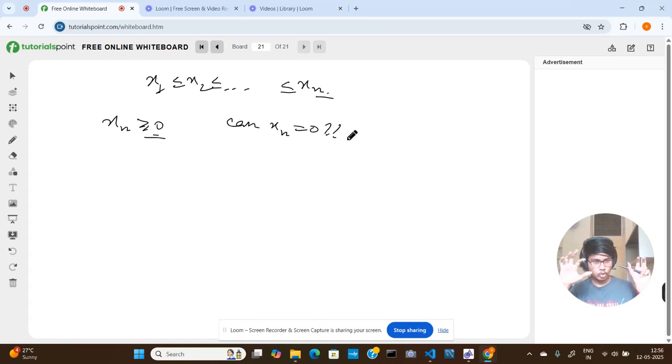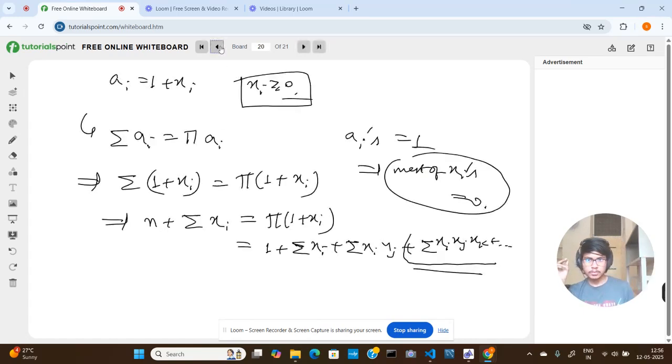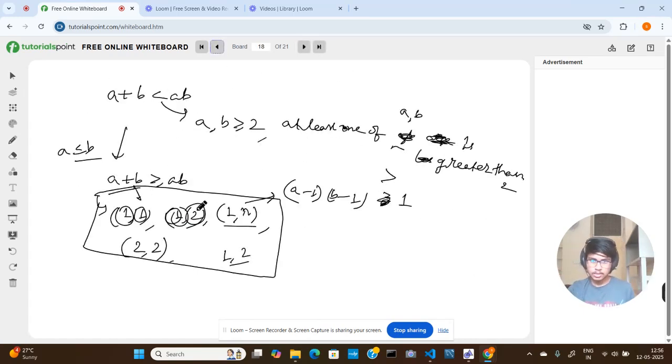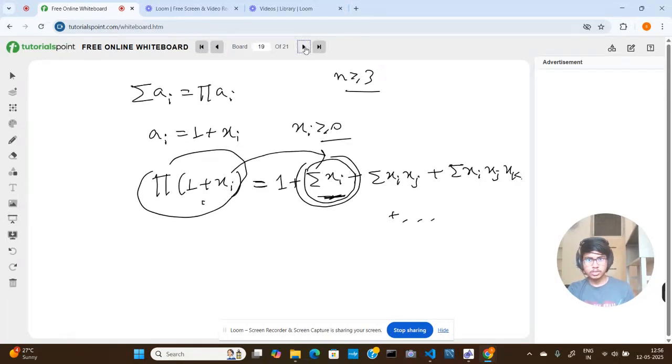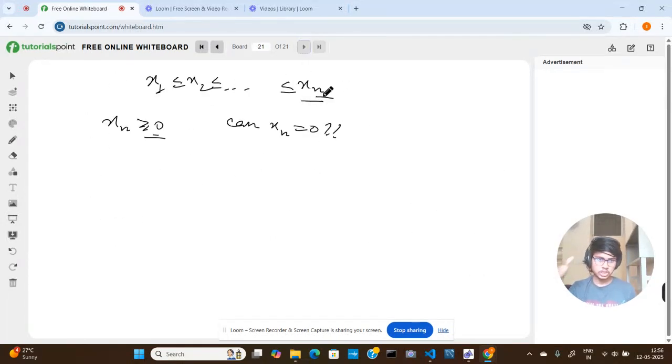Let's try to figure out a lower bound for xn. Because intuitively, what does it feel like? Intuitively, we saw that the second term is generally, mostly, greater than or equal to 1, or greater than or equal to 2. And here xn is the largest term. So we would like to find a lower bound for xn. So, can xn be equal to 0?